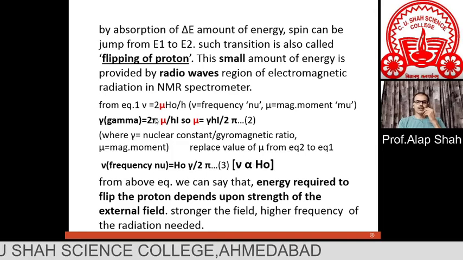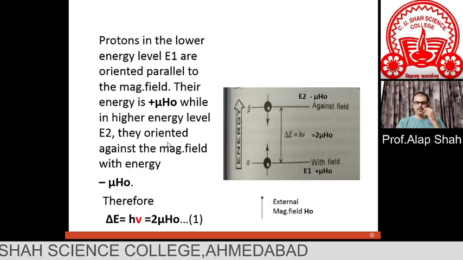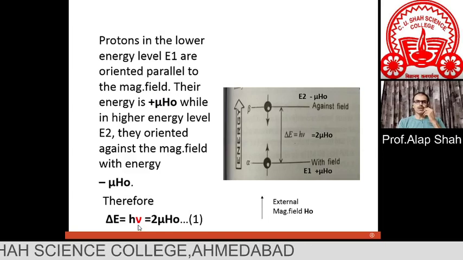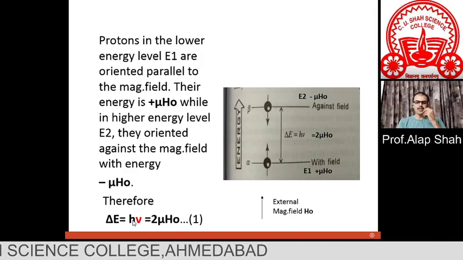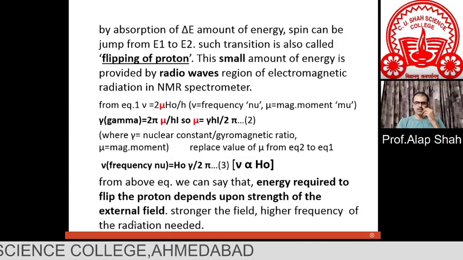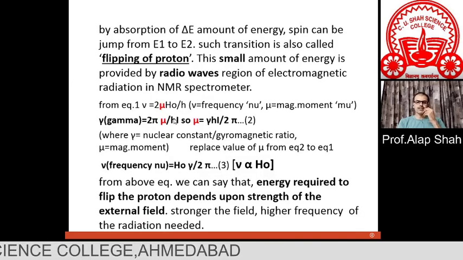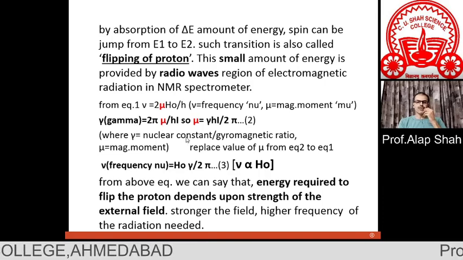Now see, from equation 1 we can say that nu equals 2 mu h0, with h in the denominator. Now gamma equals 2 pi mu upon h I. What is gamma? Gamma is a nuclear constant, and for different nuclei it has a very specific value.